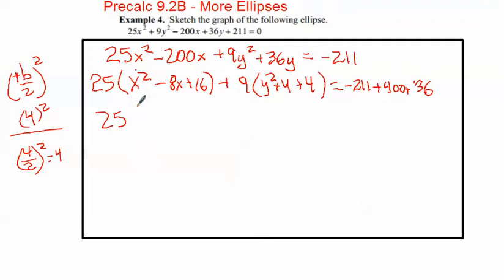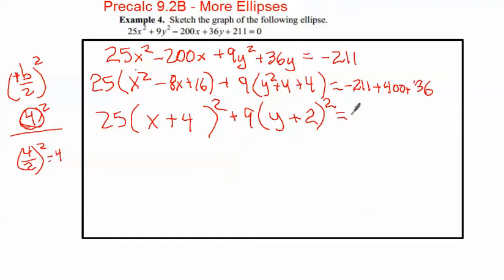So here we go. The 25 stays out there, and after completing the square, this is going to be a perfect square. So this is going to be x plus 4. Remember, it's not the 16 we put here, it's the number we added, the b over 2. So that was the 4. And for the y group, we're going to have y plus 2 squared.